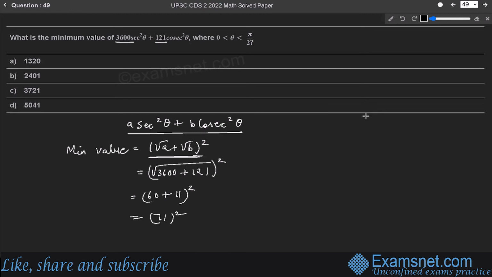Now you can see all the options. See, 70 whole square is 4900 because 7 into 7 is 49. We have 71. So the value should be near 4900. So out of all the options, the value which is near 4900 is 5041. So we can say that 71 square is 5041. So the correct option is option number D here. All these are the small tricks that you can use to solve the questions. I hope it is clear to you.